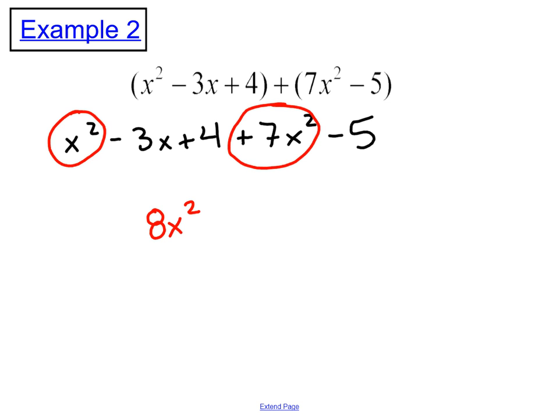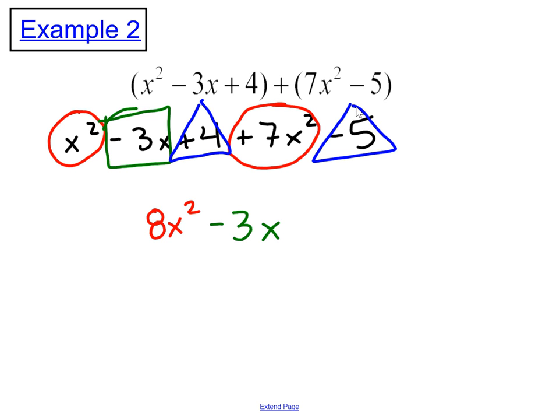I have minus 3x. And I have no other x's, so it's going to be minus 3x. I have plus 4 and a minus 5. 4 minus 5 is negative 1. I have no more like terms, so I'm done with that problem.